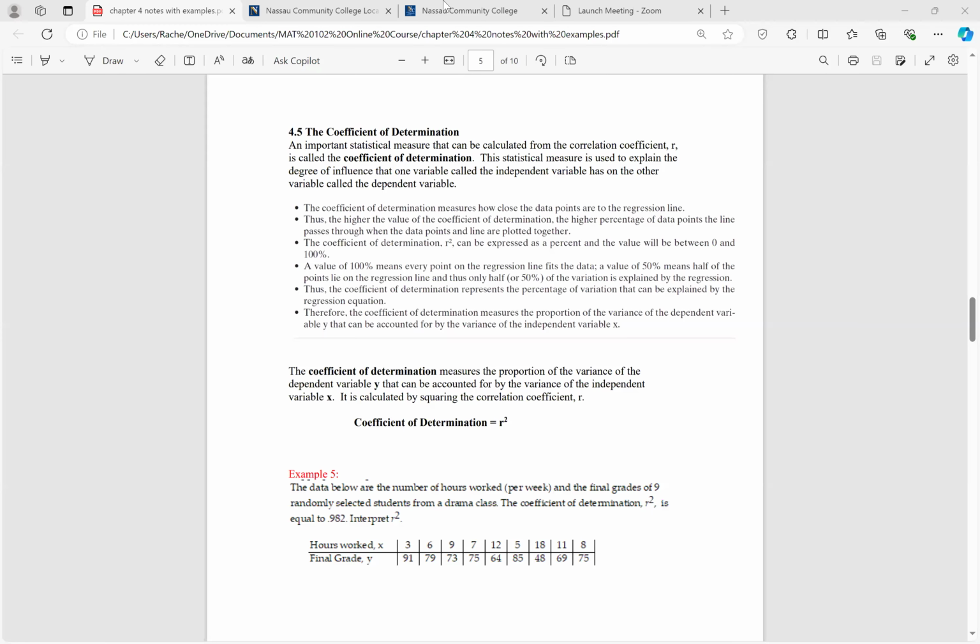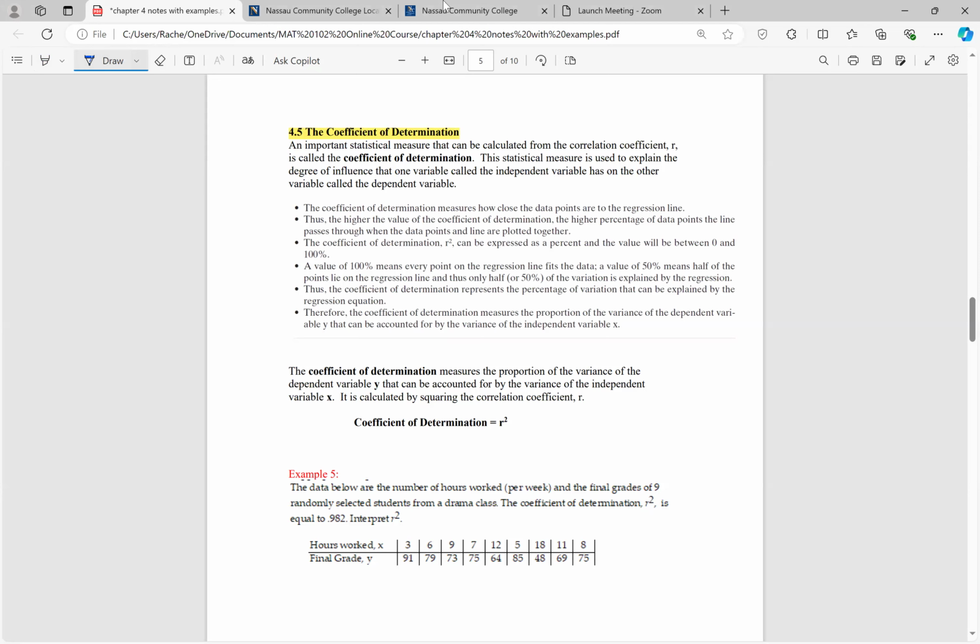In this lesson, we're going to cover section 4.5, the coefficient of determination. We'll do an example, and then we'll do another example where we'll start tying everything together, where I'm going to show you how, if we have a paired data set, to create a scatter plot, how to calculate R, and how to calculate R squared.